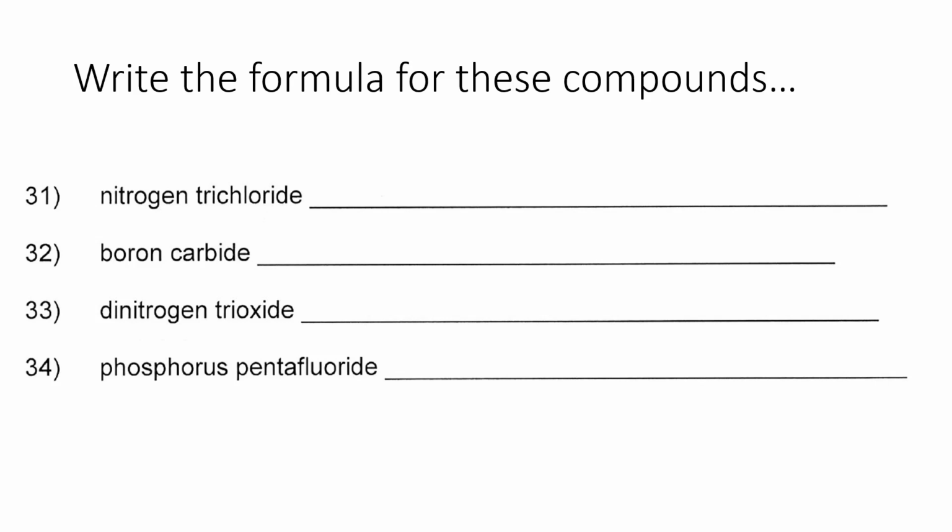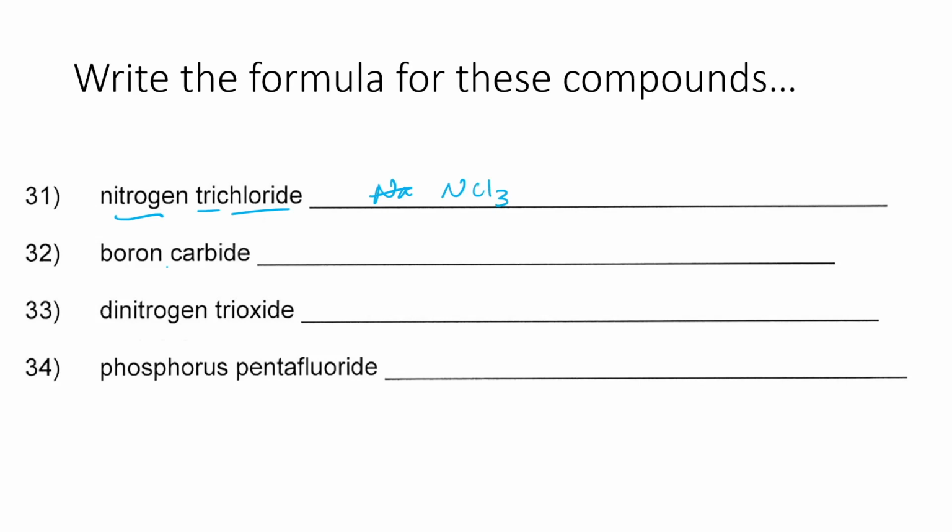So here's nitrogen trichloride, and it's asking for us to write the formula, so that's easy. We've got a single nitrogen and then 3 chlorides. It should be just N for nitrogen, and then trichloride means that there's a Cl, and there's 3 of them. So it's that easy.